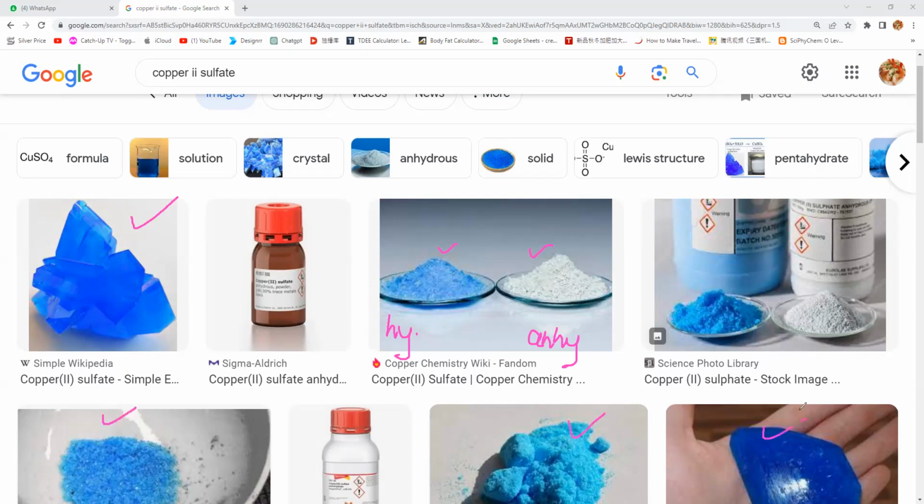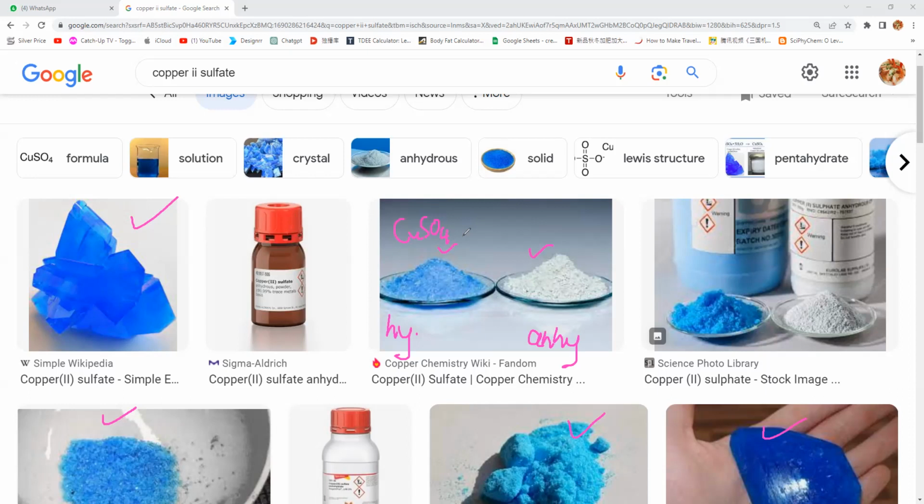Everything here is copper 2 sulfate. We don't have to specifically say hydrated or anhydrous. If they ask you what this salt is, it's still copper 2 sulfate. When your teacher says copper 2 sulfate salt form, it is understood that they are talking about the hydrated version. So don't get carried away by the hydrated and anhydrous versions, or by the 5H2O that you have copied down. Normally, when your school talks about copper 2 sulfate, it's talking about the one on the left.